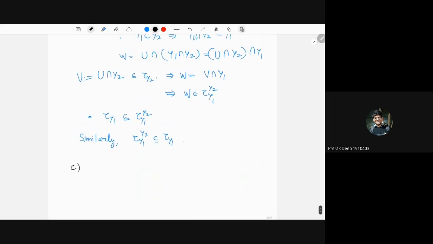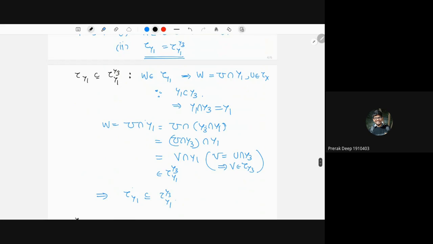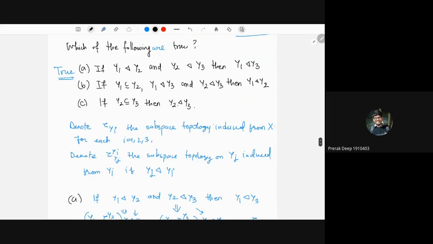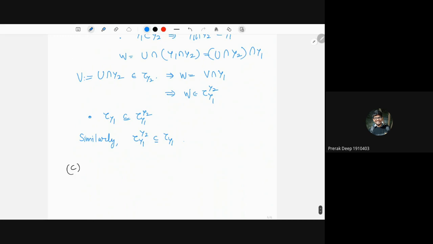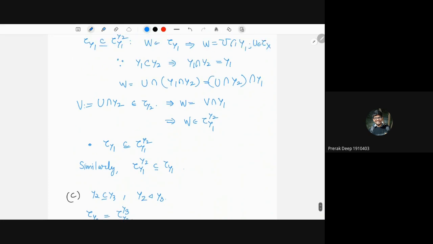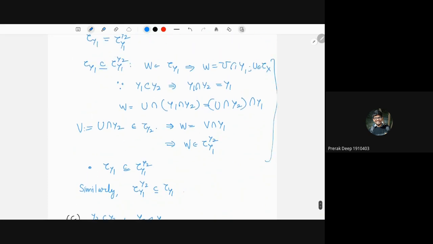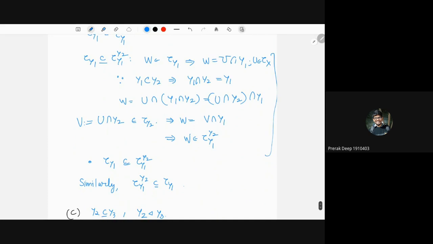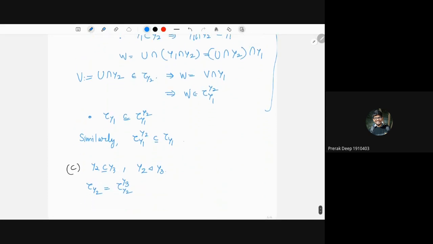Now statement C. Statement C was, if Y1 is a subset of Y3, then Y2 triangles with Y3. Okay, so Y2 is a subset of Y3, then Y2 triangles with Y3. So we only need to show that tau Y1 is equal to tau Y2 Y3. The argument that I just gave will be directly applied to prove this fact, and then you will be done.